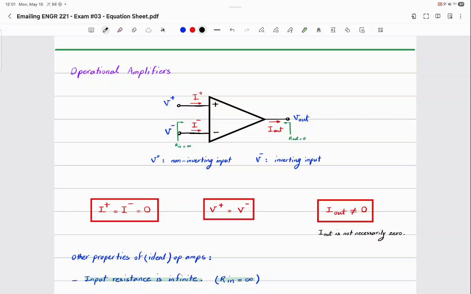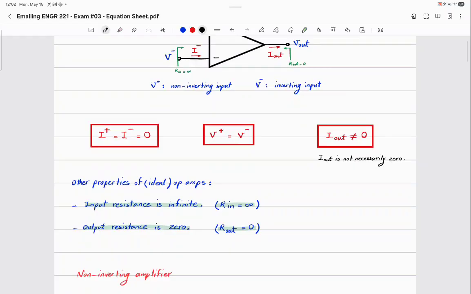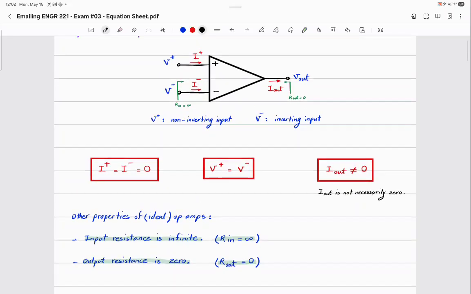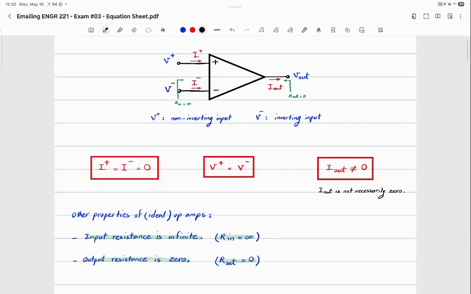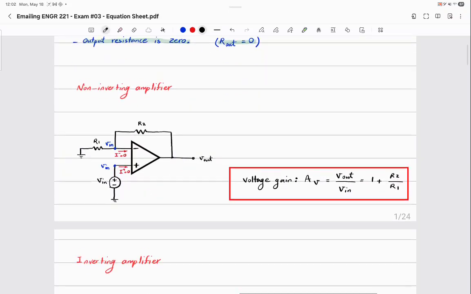And the third rule, you don't apply it, but you should be very careful: the output current of an op amp is not always zero. It's not necessarily zero. It can be non-zero. Always remember that. Also remember the properties of ideal op amps. The input resistance is infinite, the output resistance is zero, and remember to apply these if you have any conceptual questions.